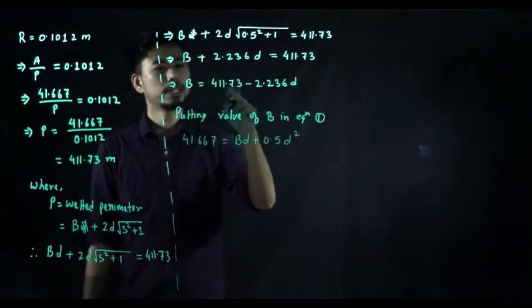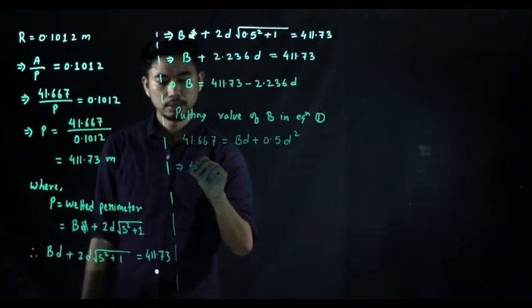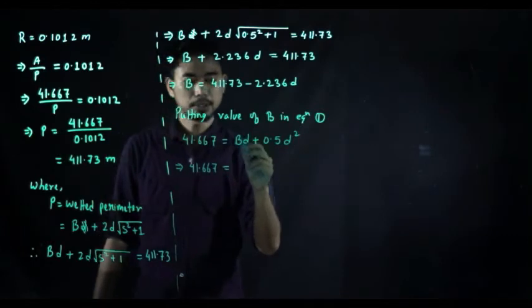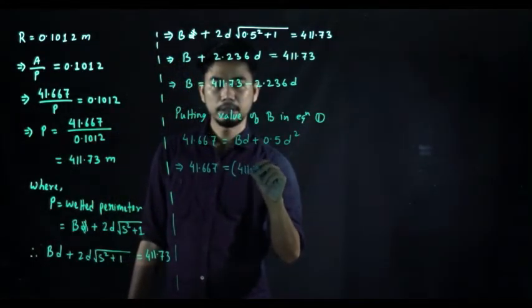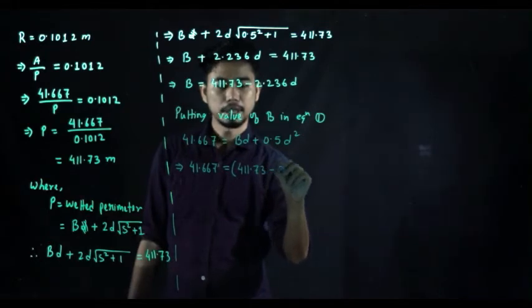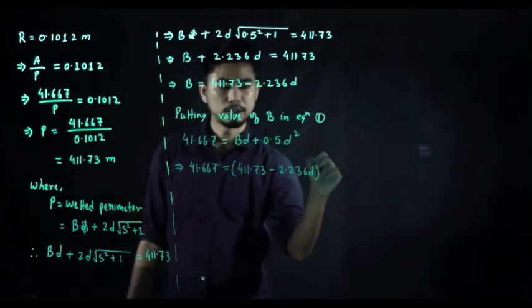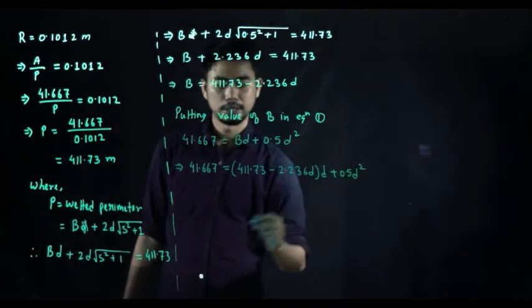So in equation 1, in place of B, we can put these parameters. So let's put it. 41.667 equal to, in place of B, we'll be putting 411.73 minus 2.236 D, and already there is one more D, plus 0.5 D square.